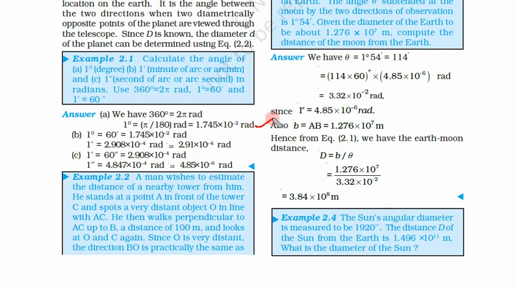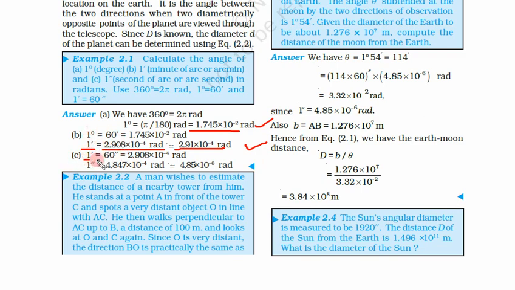Now let us determine the value of 1 minute. We know 1 degree is equal to 60 minutes, and the value of 1 degree we have determined. If we divide this number by 60, we get 1 minute. So if we divide, we get 2.908 into 10 to the power minus 4 radian, or we can simply round off the 8 to 1, so 2.91 into 10 to the power minus 4 radian. These calculations you have to solve in your notebook. This must be done. Now we know 1 minute.